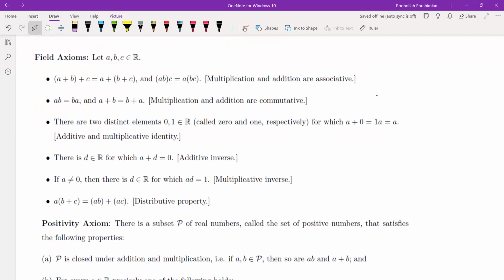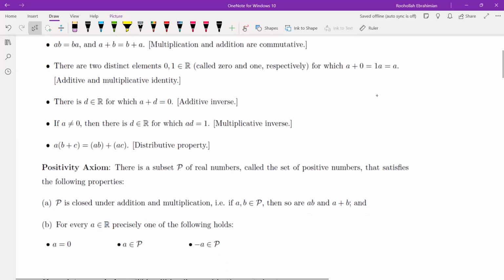The third property is the existence of numbers 0 and 1. What does that mean? It means there are numbers 0 and 1 such that if you add 0 to a, and if you multiply a by 1, you get the same number a. The next one is the additive inverse. If you take a real number a, there's always a negative of a, which means there's always a number d such that a plus d is equal to 0. That is called the additive inverse. The next property is that if you have a non-zero number, it has a multiplicative inverse, which means there's some d such that ad equals 1.